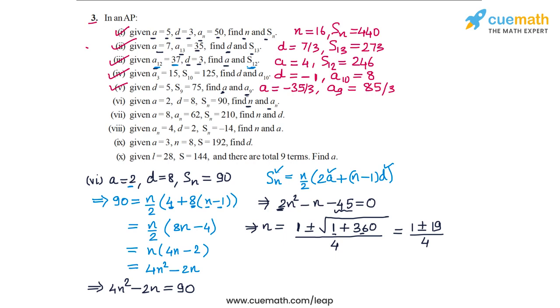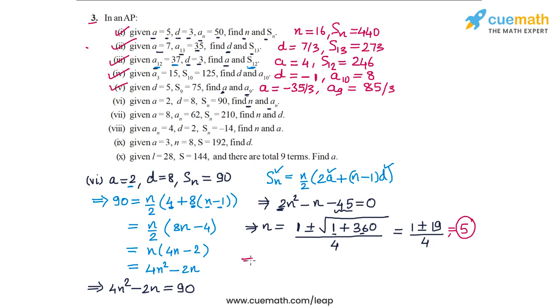Now if you take the plus sign, you get the value 1 plus 19 by 4. So that's 20 by 4, which is equal to 5. And if you take the minus sign, you get 1 minus 19 by 4. That is a non-integer value, and that does not work for n in this case, because n must be a positive integer. So the valid value of n for this part is n equal to 5.